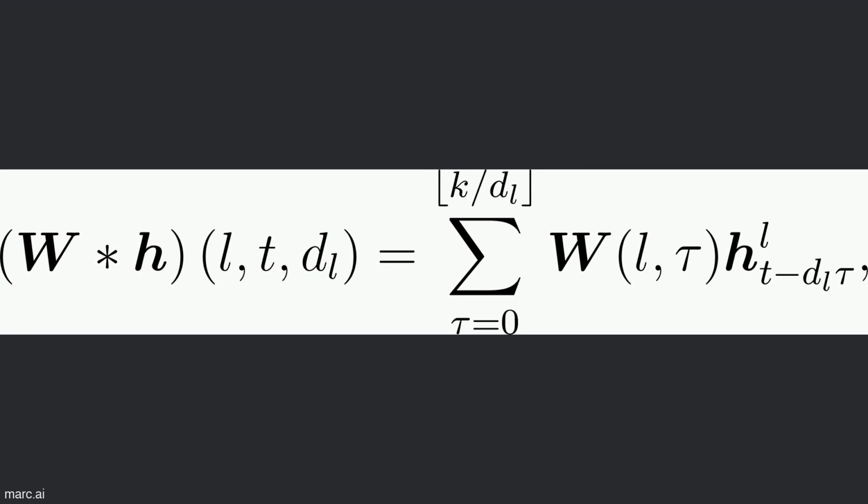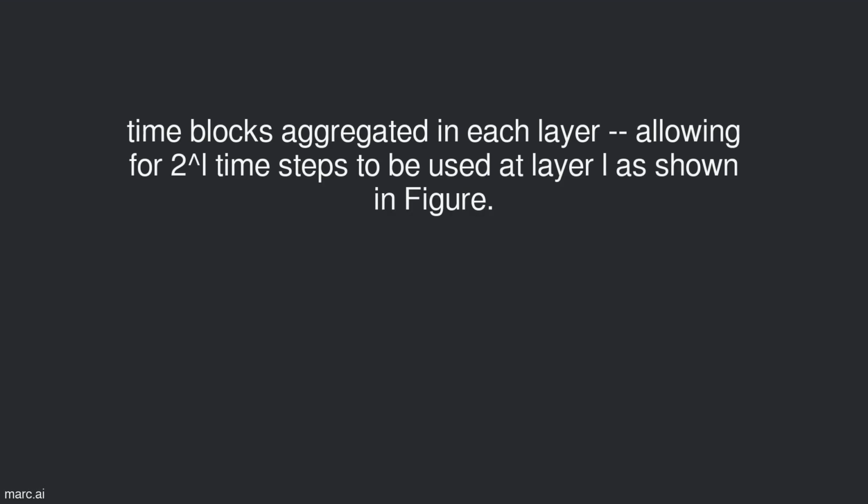As such, by increasing the dilation rate with each layer, dilated convolutions can gradually aggregate information at different time blocks, allowing for more history to be used in an efficient manner. With the WaveNet architecture, for instance, dilation rates are increased in powers of 2 with adjacent time blocks aggregated in each layer, allowing for 2^l time steps to be used at layer l, as shown in the figure.